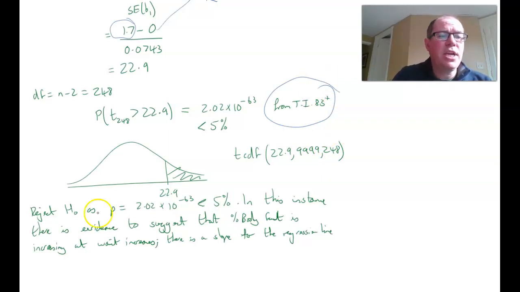So we're going to reject H0 as P is such a small value. In this instance, there is evidence to suggest that the percentage body fat is increasing as waist increases. There is a slope for the regression line. And that's it. Now let's have a look at some different computer outputs.